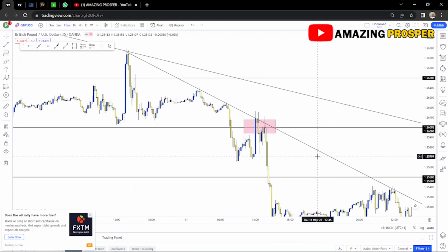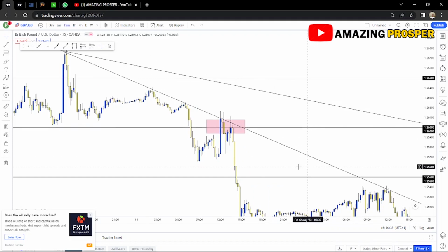Clearly, the chart pattern that I'm trading is what is called the double top or double bottom. Right here you can see this is a very clear double top. Some of us call it an M, but I choose to call it double top or double bottom.